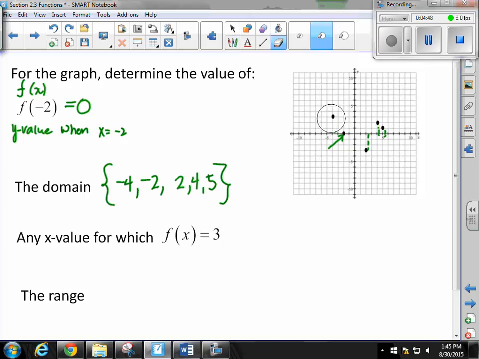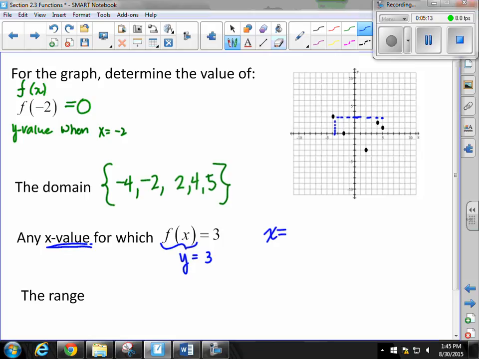Any x value for which f of x equals 3. So this one, this is actually telling me this is the same as saying when does y equal 3. So we're looking for the x value. When y is 3, if I find 3 on my y-axis and I go across to the right or left, I've got a point there, and that corresponds to an x value, looks like when x equals -4.